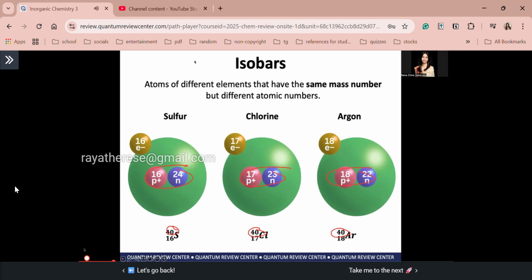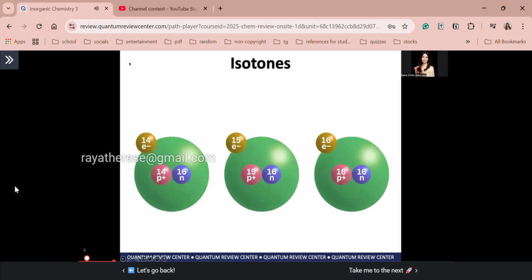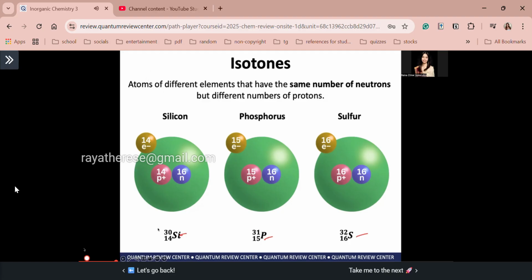Right? Okay. Lastly, we have isotones. Isotones are different elements with different atomic numbers and mass numbers. So their A and Z are different. But all of them have equal numbers of neutrons. For example, we have the isotones silicon-30, phosphorus-31, and sulfur-32. All of them have different mass numbers and different atomic numbers, right? But they all have an equal number of neutrons.